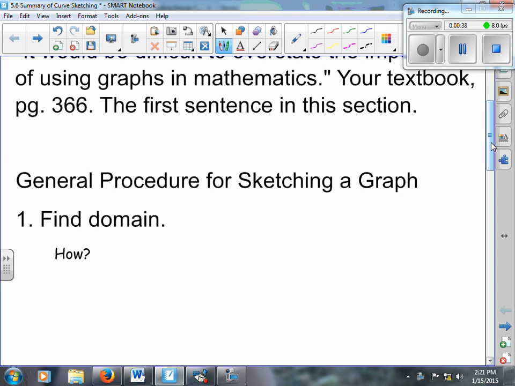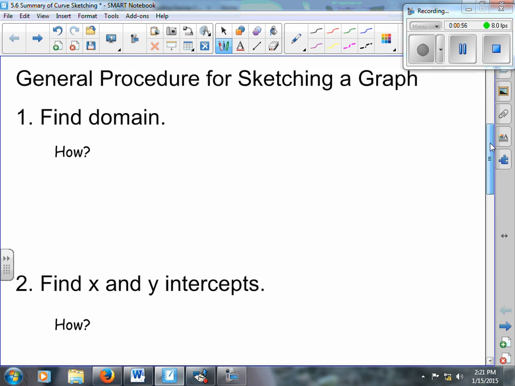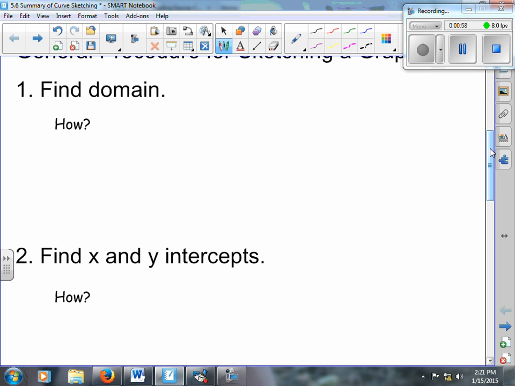So yay, graphing. Okay, I'm going to give you a general procedure for sketching a graph. These are just some ideas that you might want to try. I'm going to talk about all of them. These are all things that we've learned, and we're going to incorporate them into an example next. The very first guideline is to find the domain. And I want to remind you, how do you find the domain? Well, there are three rules.